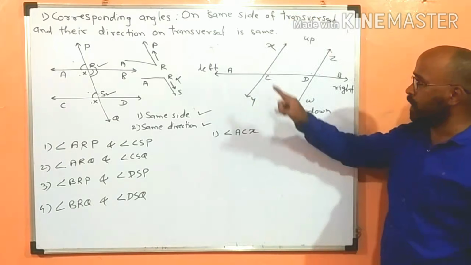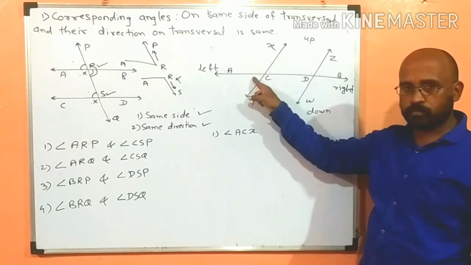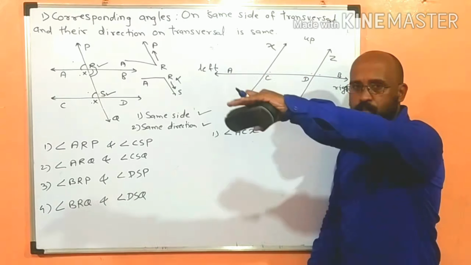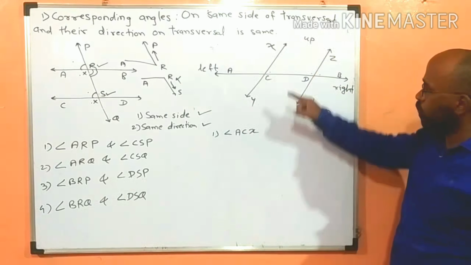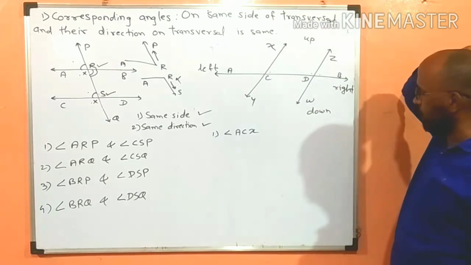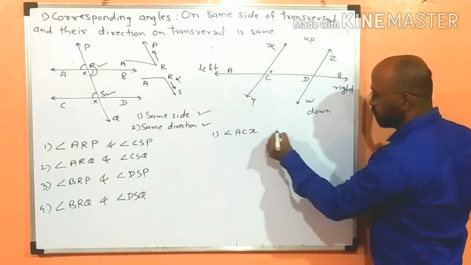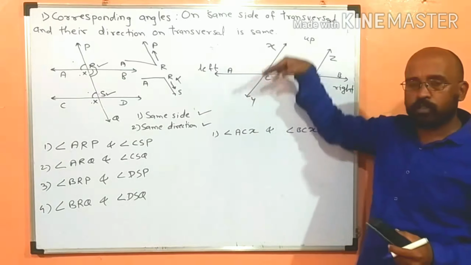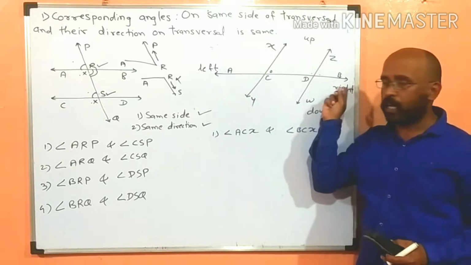ACX is on the up side, now its direction on the transversal. AC is the arm which is on the transversal and its direction on the transversal is left. So ACX is on up and direction is on left. So let us see the next angle. The next angle is BCX, meaning this angle. We have chosen an angle on the same side, the upper side. Okay, now we just have to see its direction.